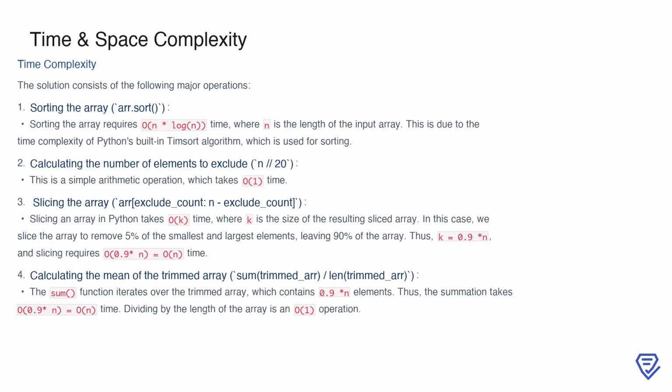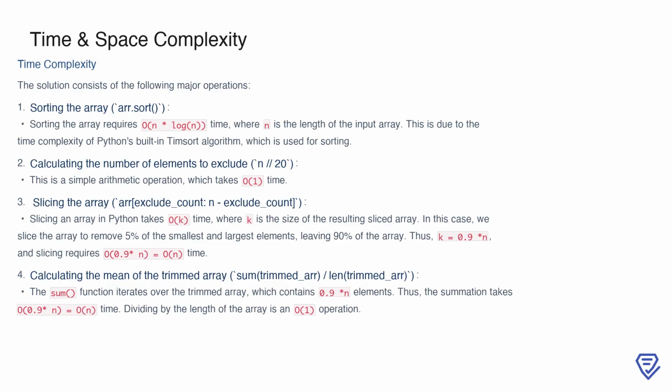To analyze the time complexity of this solution, let's break it down into its key operations. First, we sort the input array using Python's built-in timsort algorithm, which has a time complexity of O(n log n), where n is the size of the array. Sorting is the most computationally expensive step. Next, we calculate the number of elements to exclude from both ends of the array, which is simply an arithmetic operation and takes constant time, O(1).